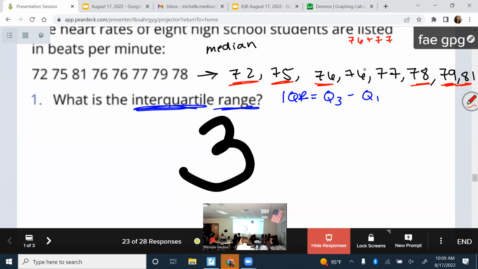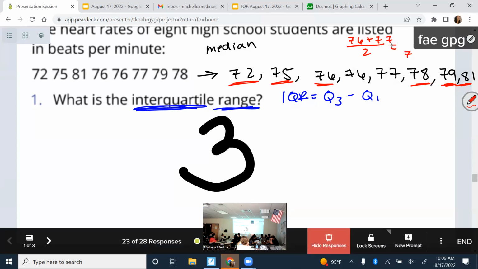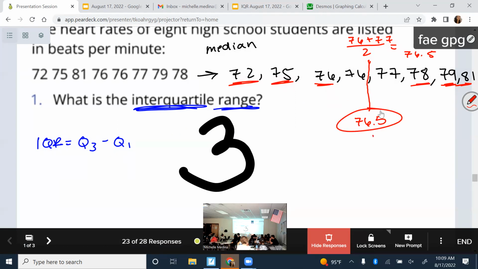Good. What's the middle of 76 and 77? Good, and you can also verify it with that calculation. So that means my median is actually not really part of my data set. It's in between 2 numbers of my data set. But what I always say is never ever cross out your median.